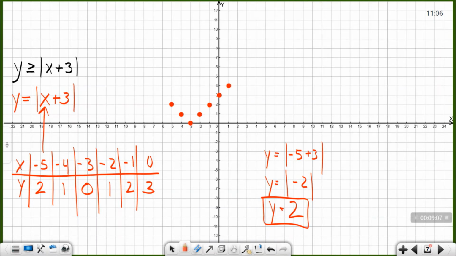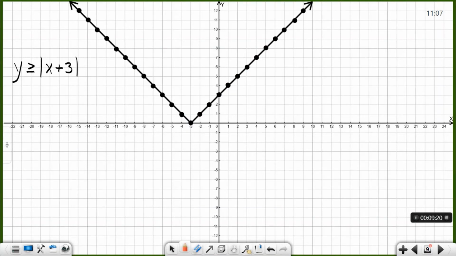All right, we start to recognize a pattern, and that pattern is actually going to continue in both directions, where it's actually going to give me a nice V. It's a line coming in until it hits the x-axis there and then bounces back up. This is what the graph is going to look like when it's all said and done.